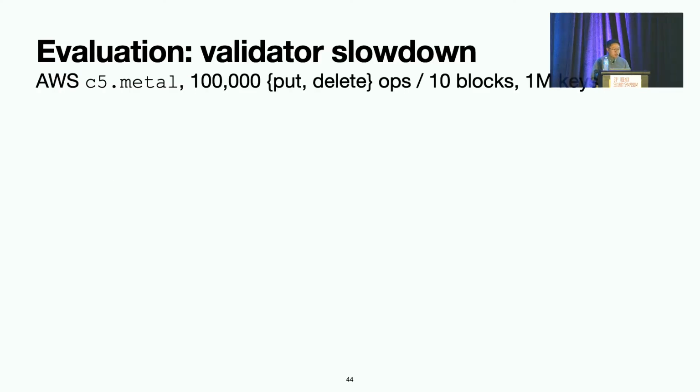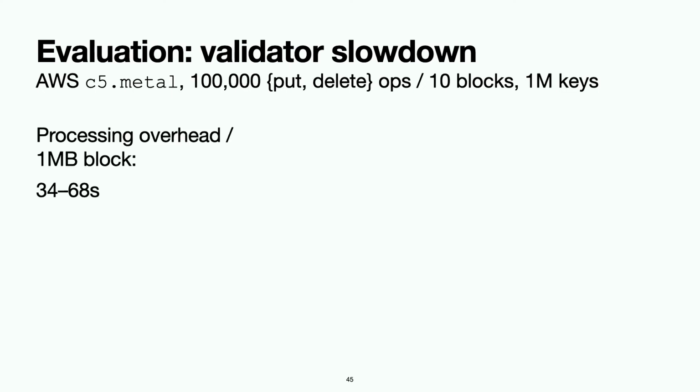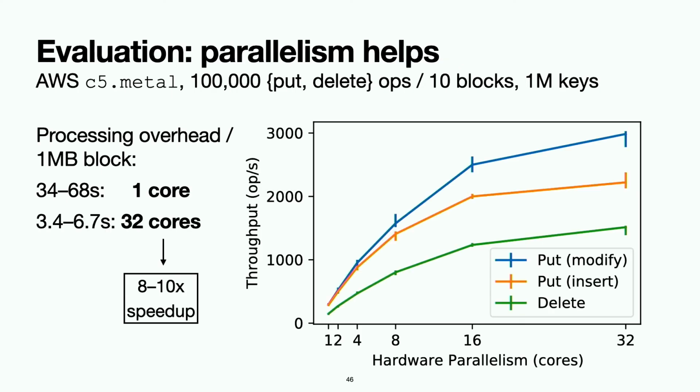We evaluated Aardvark on an Amazon EC2 instance. We spread out 100,000 operations of various kinds over 10 blocks, and we executed them on a dictionary with 1 million keys. We found that the processing overhead for a single 1 megabyte block ranged from 34 to 68 seconds, which is kind of a lot. But we also increased the number of cores from 1 to 32 and found that we got about an order of magnitude of speedup. The reason the speedup is imperfect is because not all of the commit update operations are perfectly parallelized in our prototype.